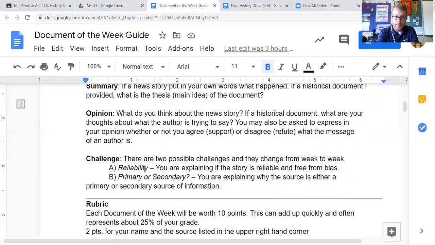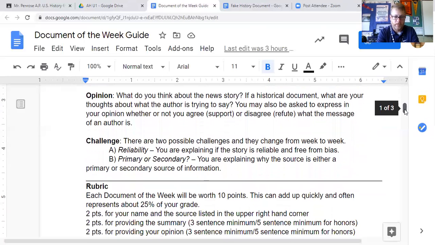If it's out of a newspaper, it's reliability. You're explaining, oh, this story is reliable or it's not reliable, and why. Those are all the parts. That's it. That's all there is to it. This will on average take you 15 minutes to write, I would think, for most of you.